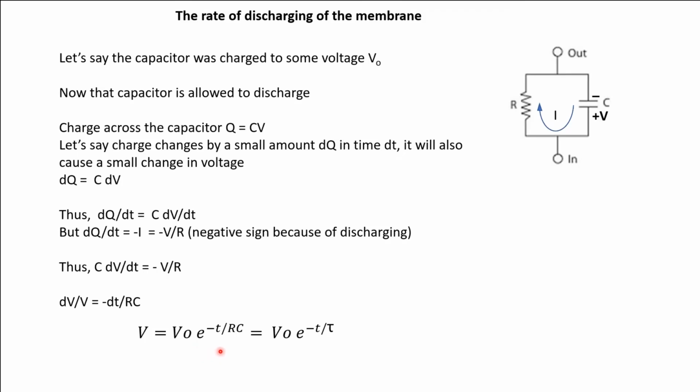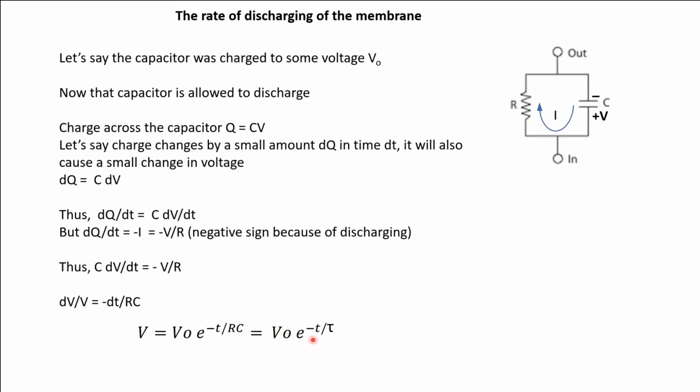And since R and C are both constants, we can denote them by a single constant, tau. So finally we have V equals V0 e to the power minus t over tau. So it's an exponential decay.